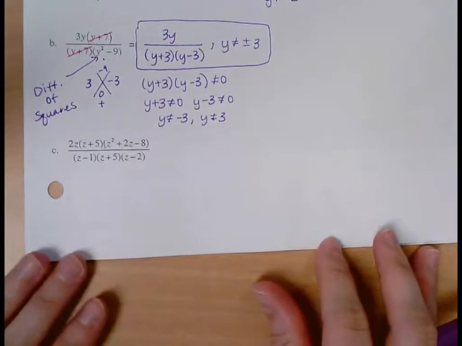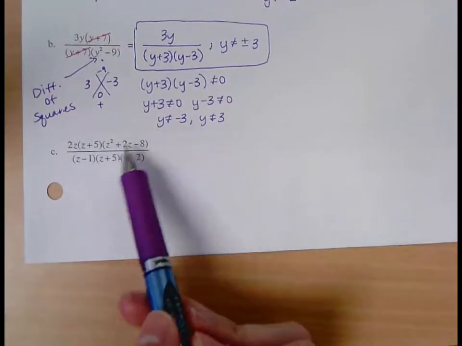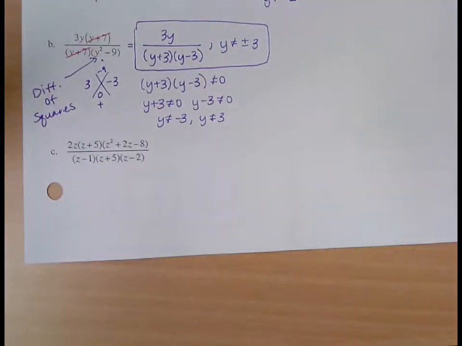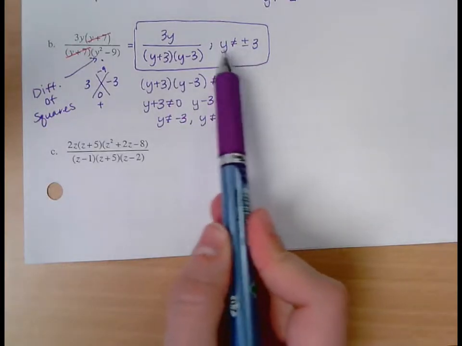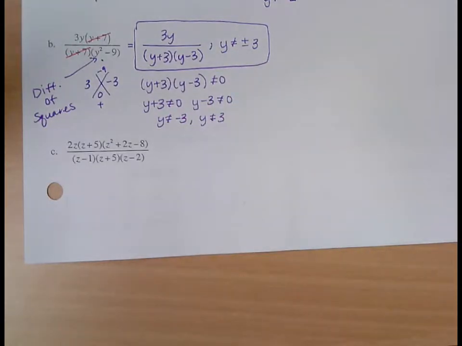Okay, so what I'd like you to do is answer part C, simplify that expression as far as you can, and then say where that expression is undefined. Or list the conditions, what can the variable z not equal.